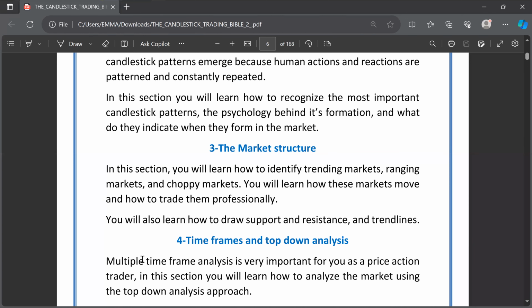And then we also look at the ranging markets. When you say a market is ranging, what does it mean? And then we also have the choppy markets, which every trader should avoid. That's the fourth one, choppy markets. Now you will learn how these markets move and how to trade them professionally. You will also learn how to draw support and resistance and trend lines.